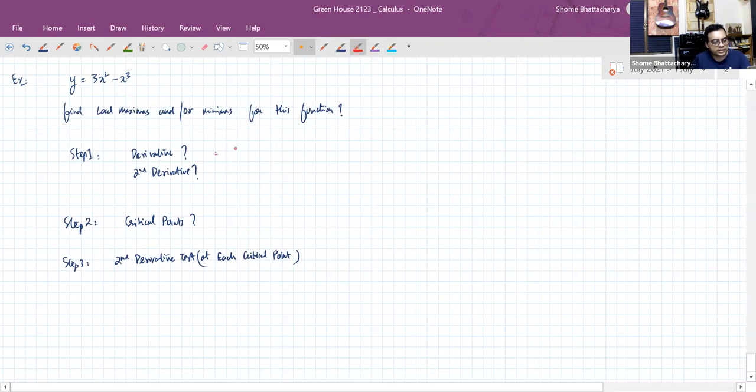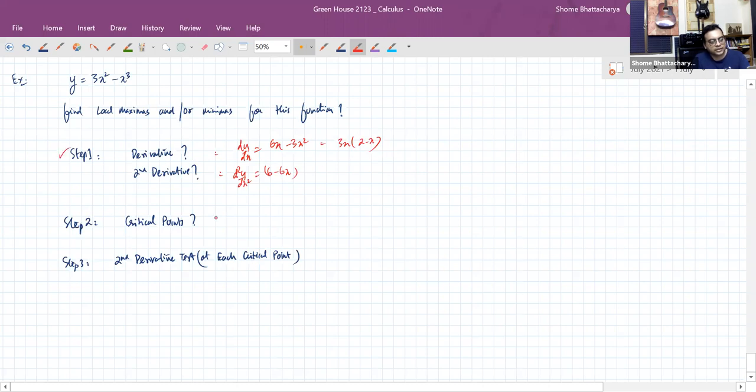So first we can see that the derivative of this function, if we differentiate this, you can even factorize this and write it like this. And the second derivative, to differentiate this, is 6 minus 6x. So step one is done.